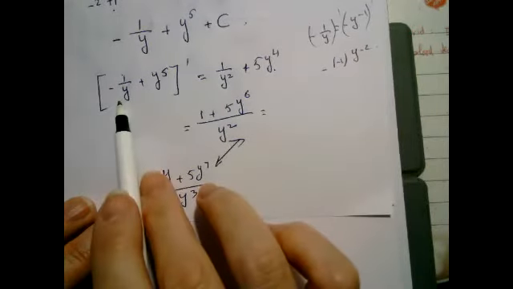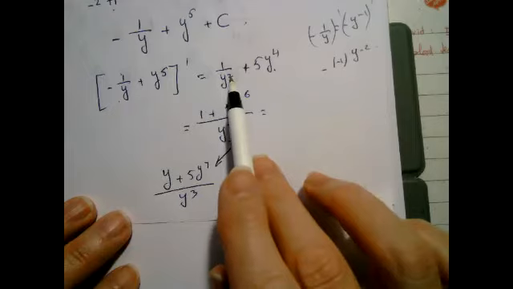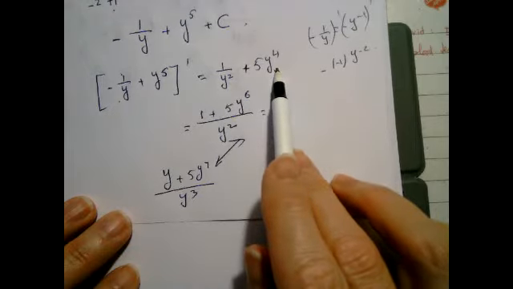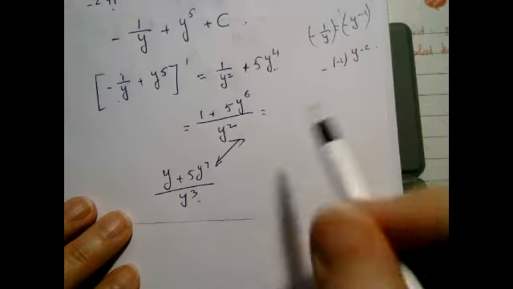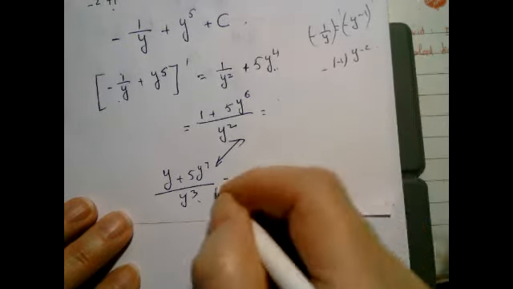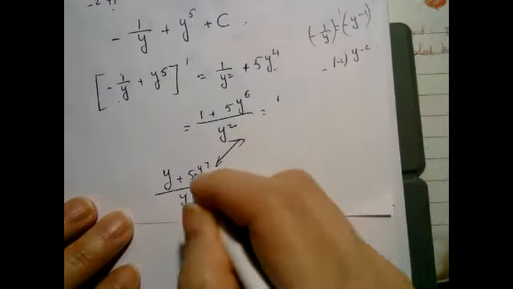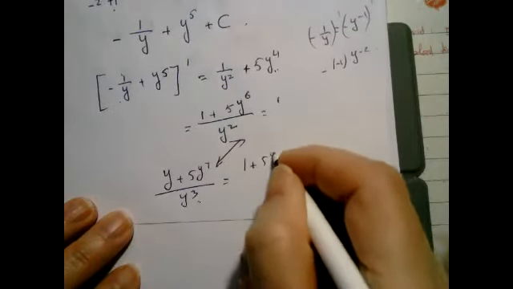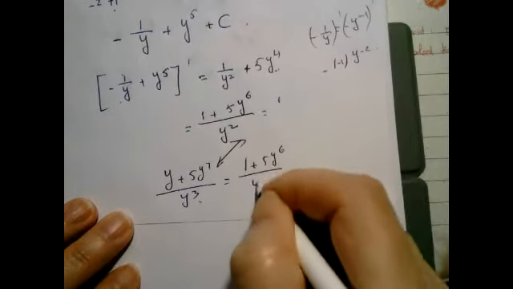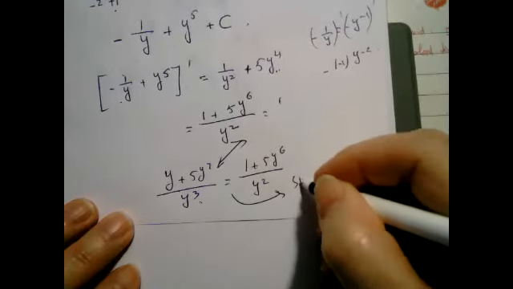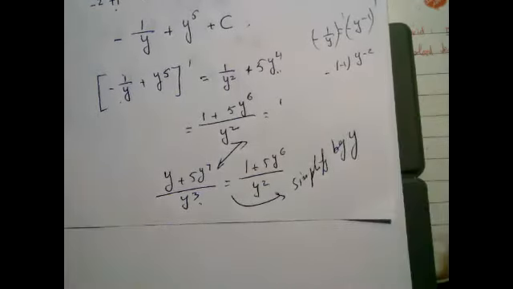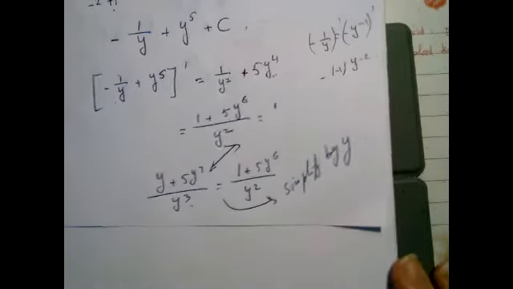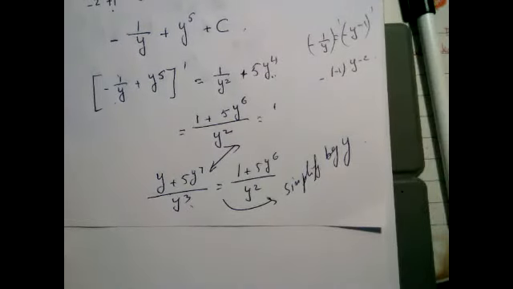So I differentiated my answer. I got that. Is it the same as this? Yes. Yep, absolutely. Because here you can simplify by y. You get y plus 5 y6 over y squared. Simplify by y. Okay. Otherwise, I'm doing something wrong. Very good. All right.